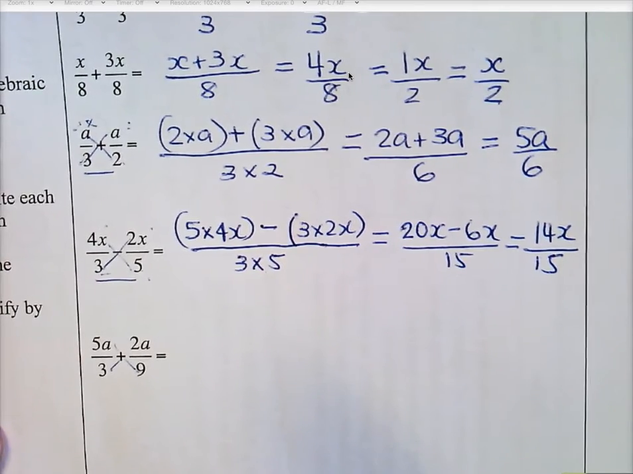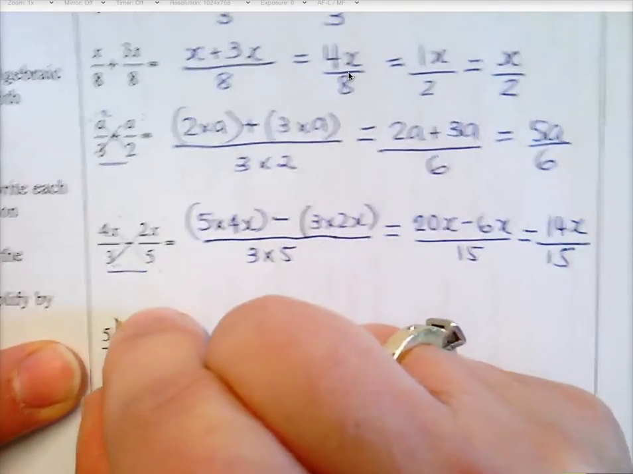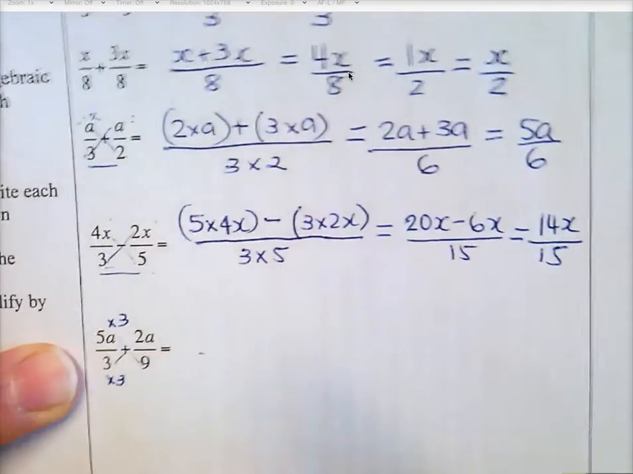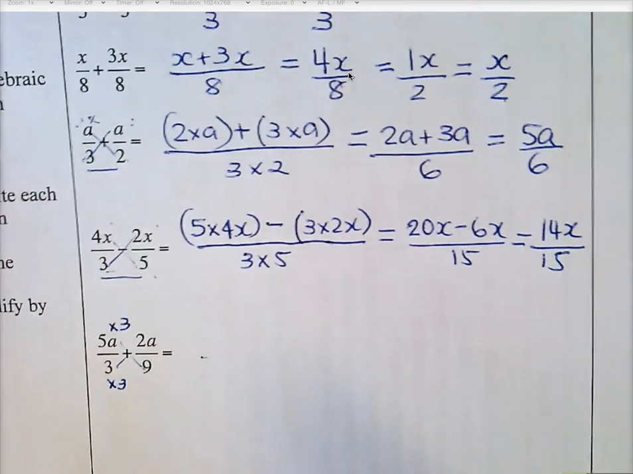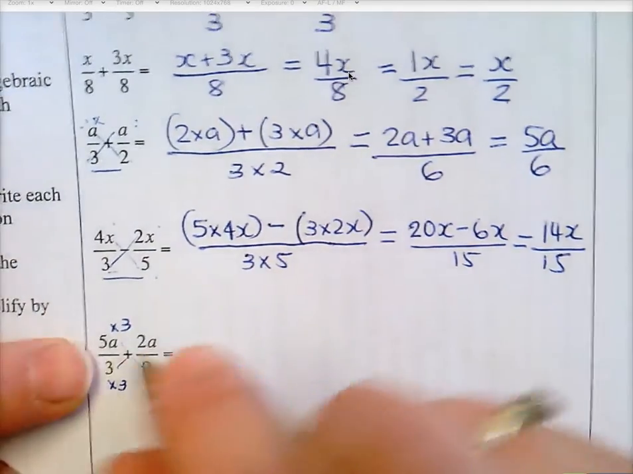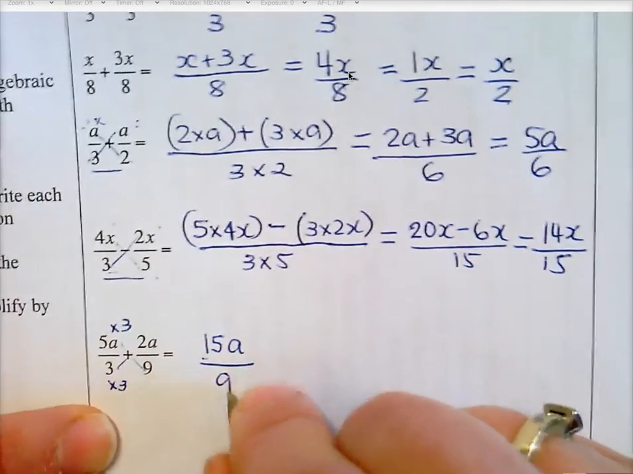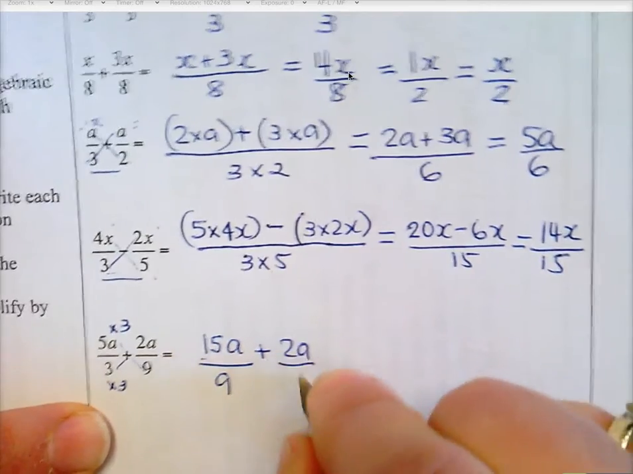What's easier? What denominator can you get? So girls, I'm going to do this the old method, times 3 times 3. If one denominator easily goes into the other, we're just going to make both denominators 9. So we're going back to the old method. What's 5a times 3? 15a over 9 plus 2a over 9.